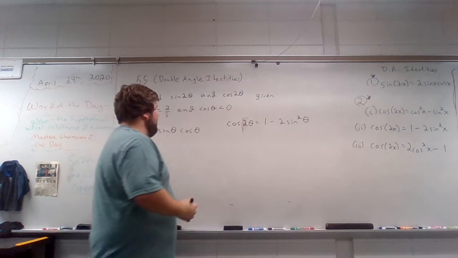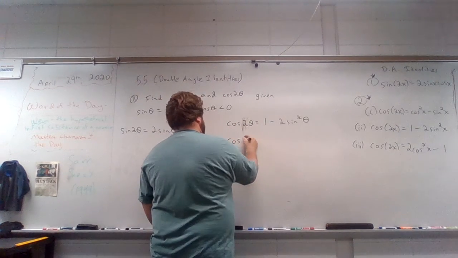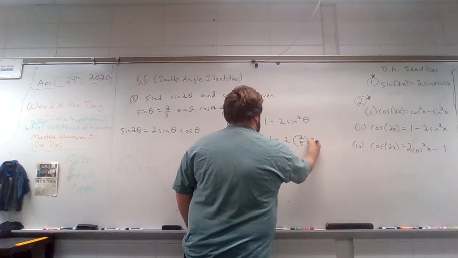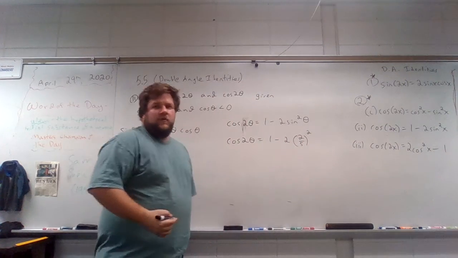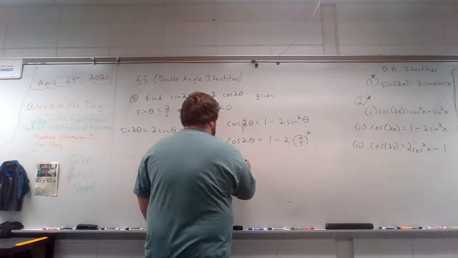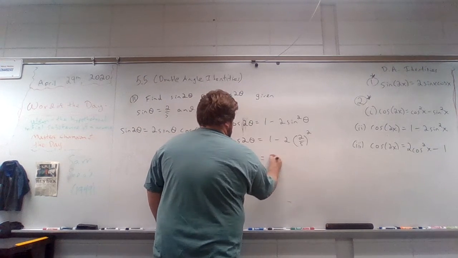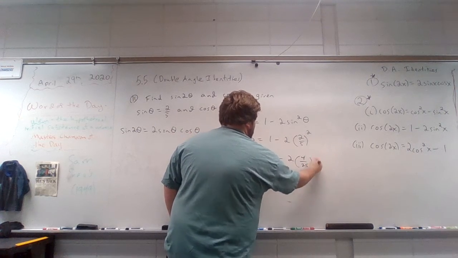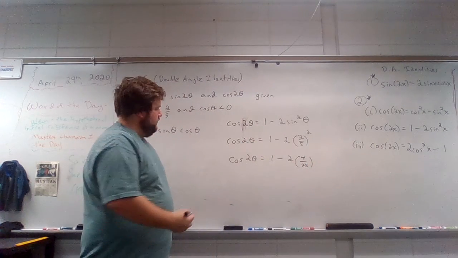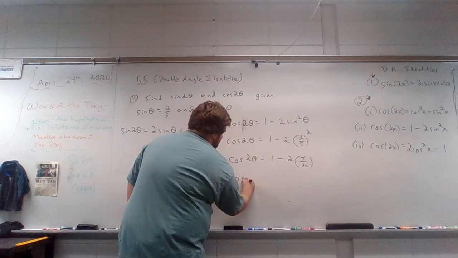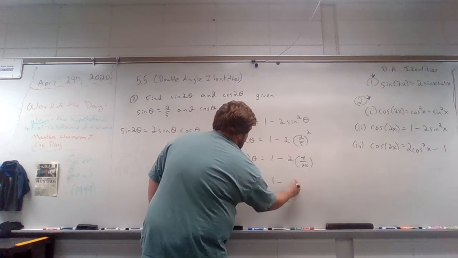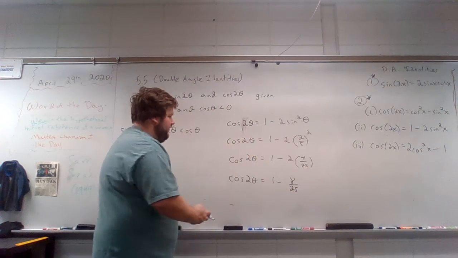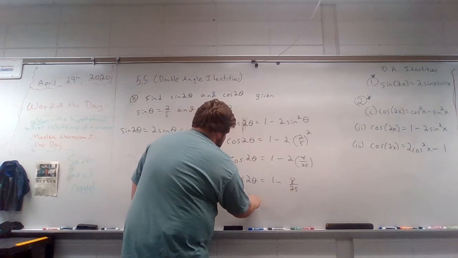And I know sine theta is 2/5. So cosine of 2 theta is 1 minus 2 times 2/5 squared. Some algebra: I've got cosine of 2 theta is 1 minus 2 times 2/5 squared, which is 4/25. So cosine of 2 theta is 1 minus 8/25. That's going to give us 17/25 for cosine of 2 theta.